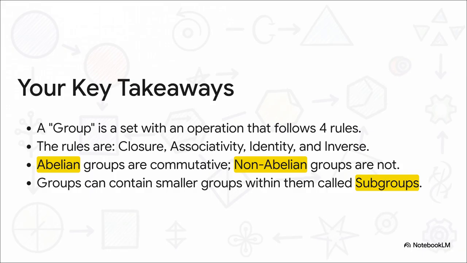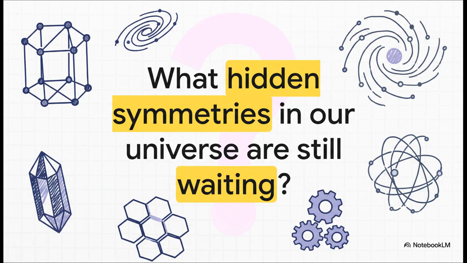You see, when you strip it all down, group theory is really just the mathematics of symmetry. It's this incredibly powerful language for describing the hidden patterns that give our universe its structure, from the tiniest particles to giant crystals. And that just leaves us with one final big question. What other amazing symmetries are out there, just waiting for us to find the rulebook that describes them?